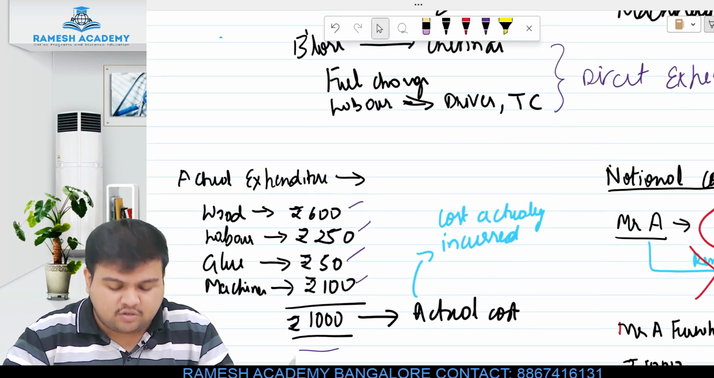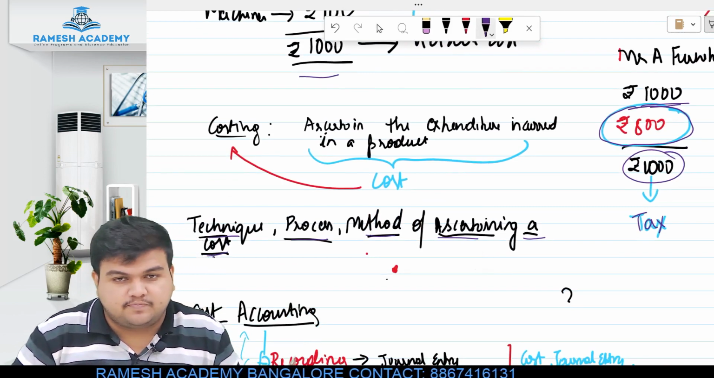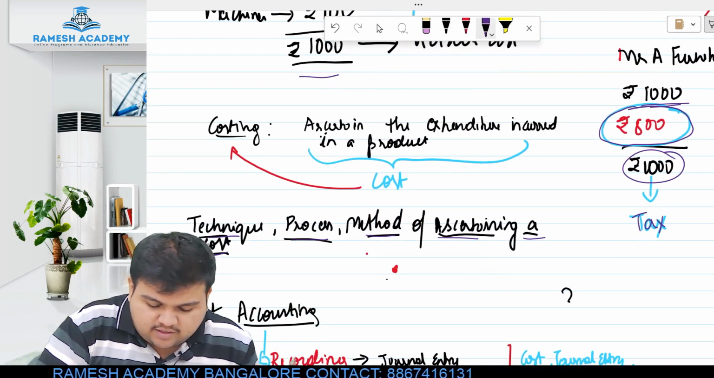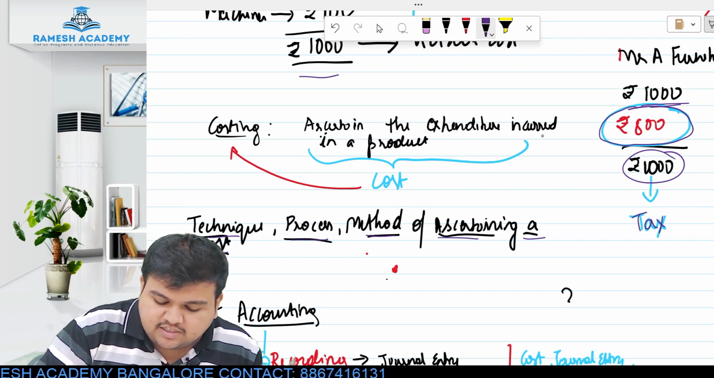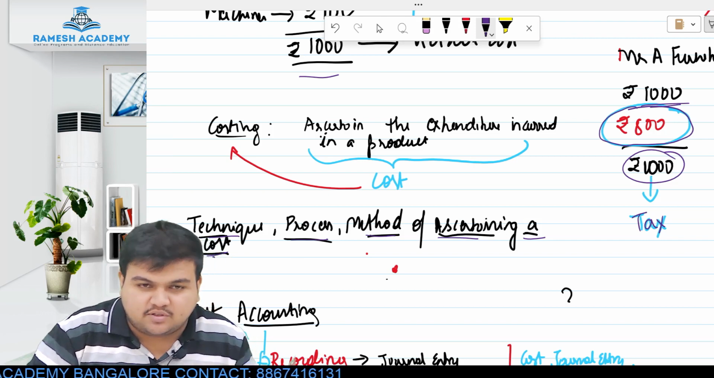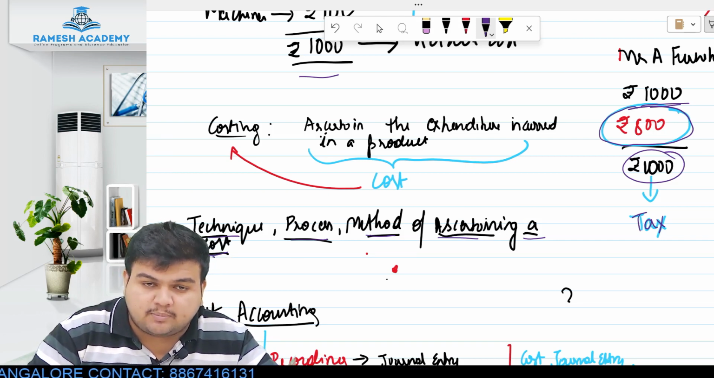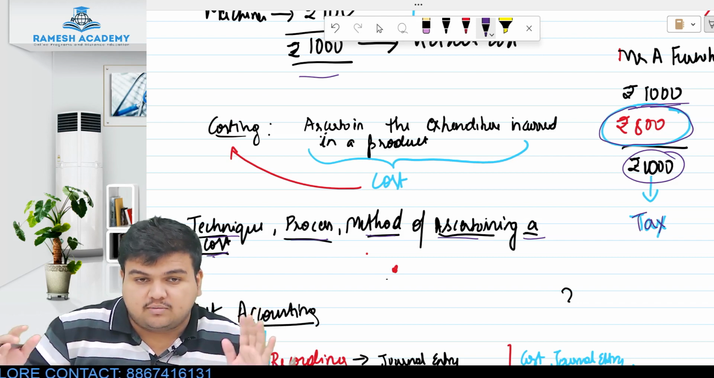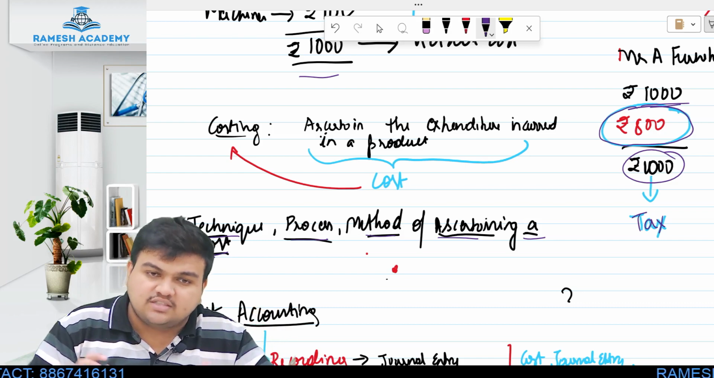So this technique or process or method of ascertaining the cost is called costing. In the long way: technique, process, method of ascertaining the expenditure incurred on a product is costing. In simple words, technique, process, method of ascertaining a cost is costing.